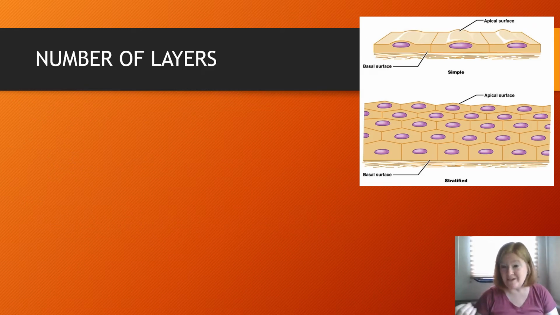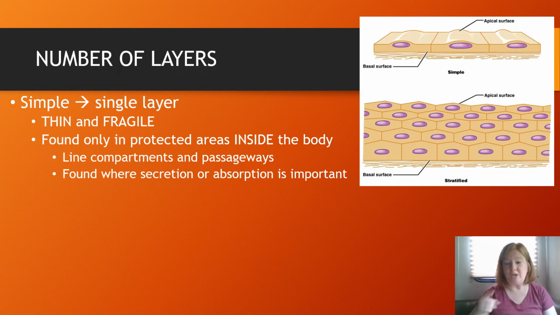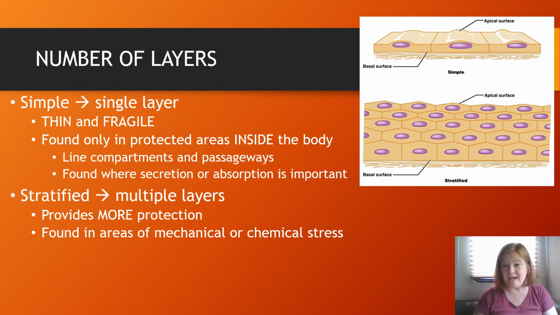Now the number of layers. We have simple, single layer, one. This type of epithelial tissue is thin and fragile. It's found only in well-protected areas inside the body. So it might line a compartment or passageway, like blood vessels. It's found where secretion or absorption is important. Stratified, on the other hand, is multiple layers, and it provides more protection. So stratified epithelial tissue is going to be found in areas where there is mechanical or chemical stress happening to provide more protection.